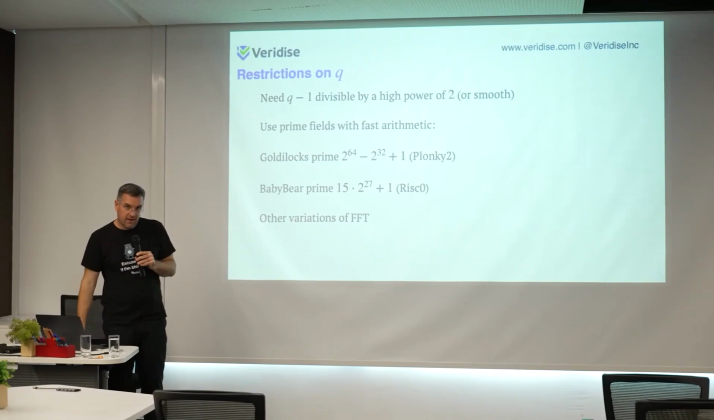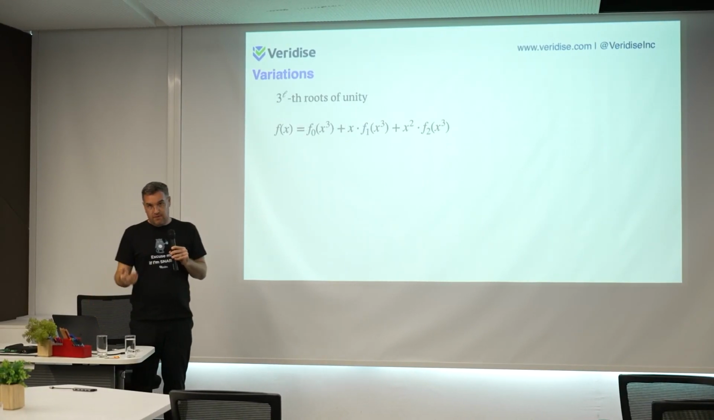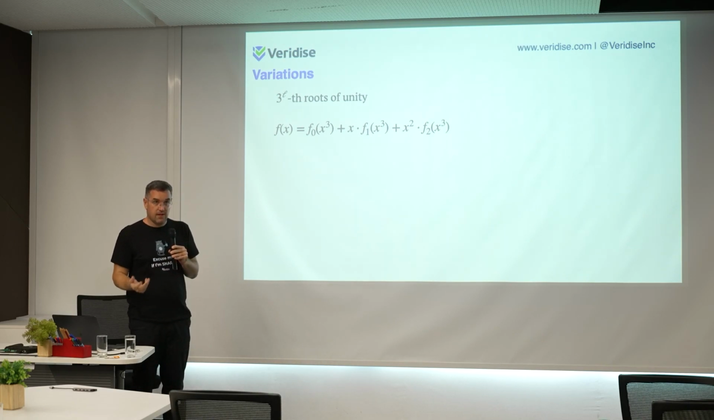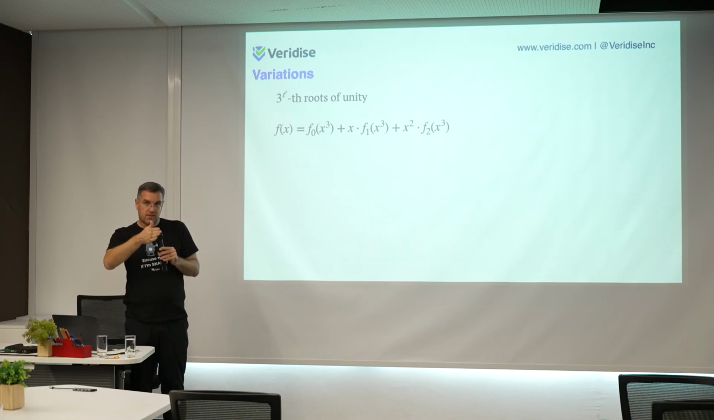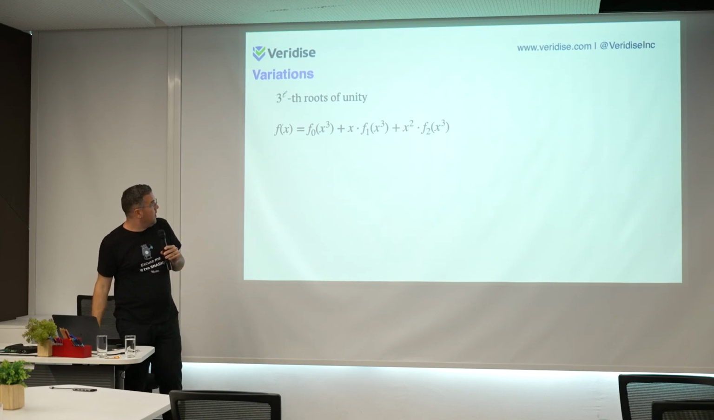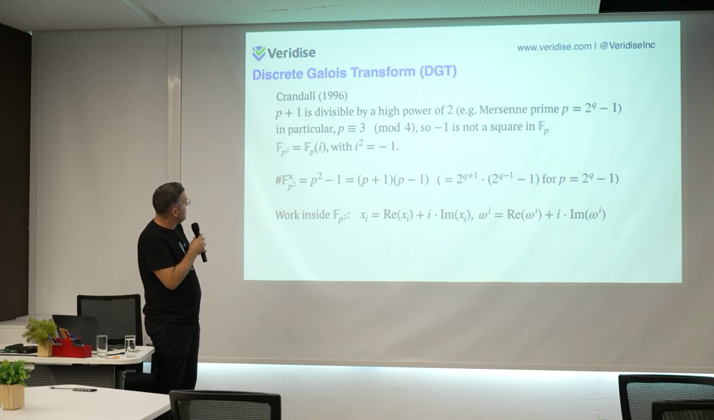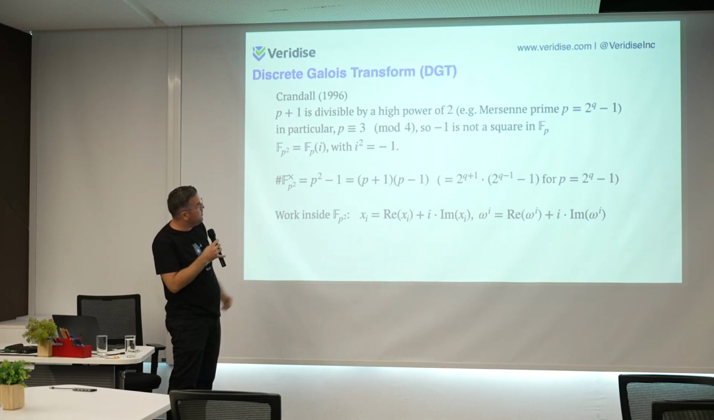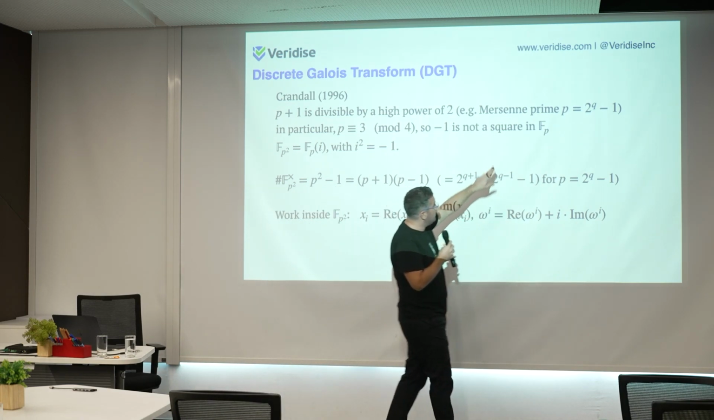So you might wonder, can I get around this restriction on the prime? There are many variations you can do. For instance, you could look at third roots of unity rather than second and 2 to the nth power roots of unity. You would divide it not into odd and even parts, but by the parity modulo 3. You could do other tricks like the discrete Galois transform, where you assume not that p minus 1, but that p plus 1 is divisible by a high power of 2. And this allows you to work over primes like the Mersenne primes.